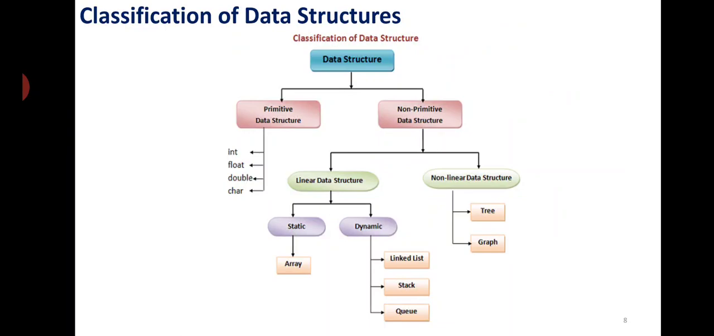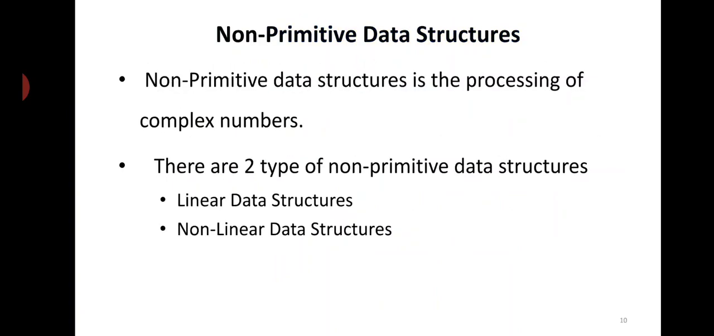Linear is divided into static and dynamic. Static types are arrays, dynamic types of structures are linked list, stack and queue. Whereas non-linear data structures are trees and graph. Let us study one by one. You understood about primitive. Let's move to the non-primitive data structures. When you represent the data, when the data are complex, we go for non-primitive data structures.